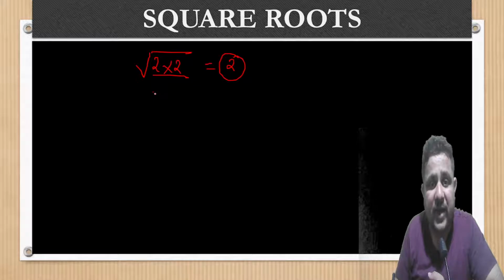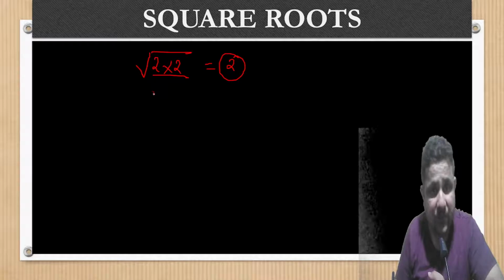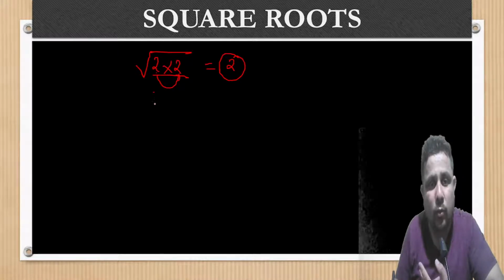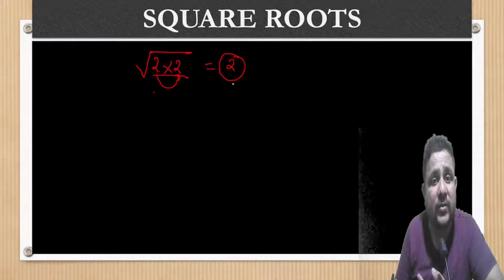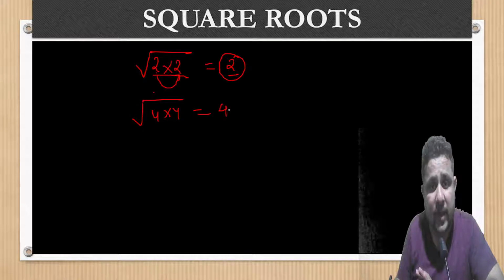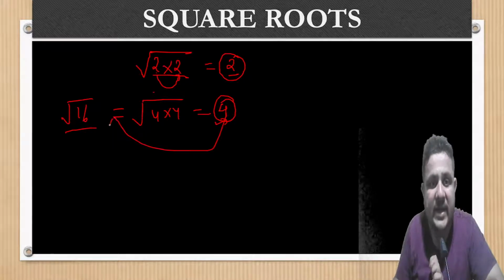Means if we are multiplying the same number, 2 multiply 2, so 2 is repeating under the root, right? So square root means what? When two similar numbers are multiplying under the root, the same number will come out of the root. Like this, 4 multiply 4 is there under the root. So the square root of 16 is going to be 4. And the square of 4 is 16.